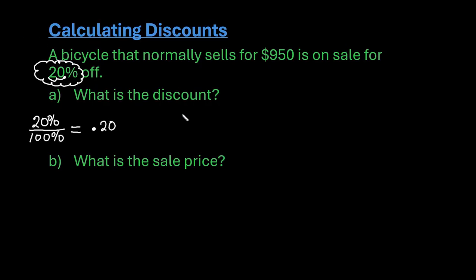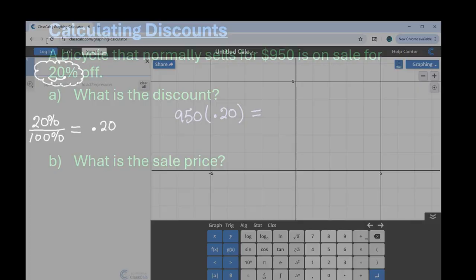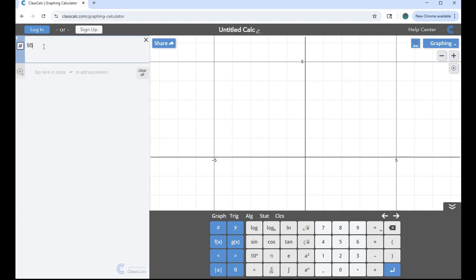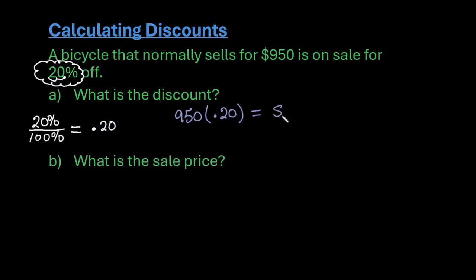Once you have changed it into a decimal, you're going to take the original amount and multiply it by the decimal form. So 950 times 0.20, and you can do this in your head, or on paper, or you can grab a calculator. It's up to you how you want to do the calculations. If I grab a calculator and take 950 times 0.2, I end up with $190. So the discount amount is $190. We're going to get $190 off of the $950 price tag.